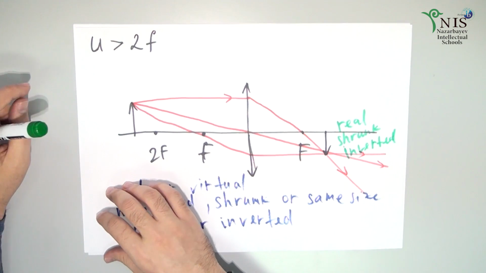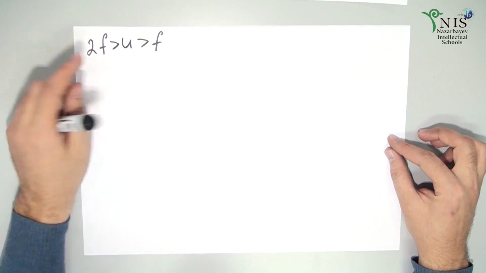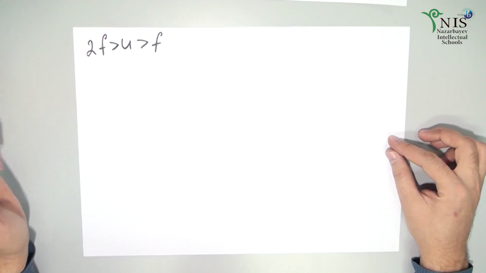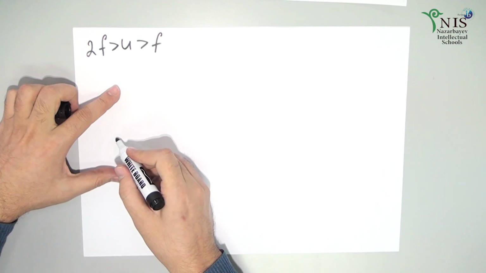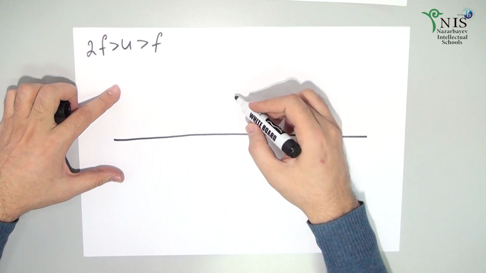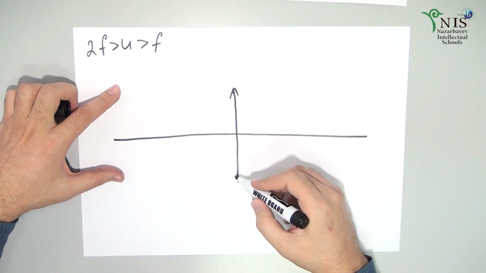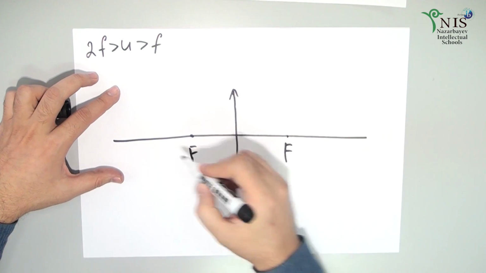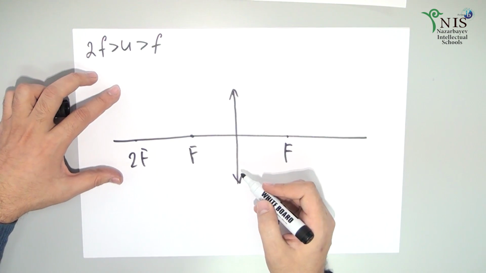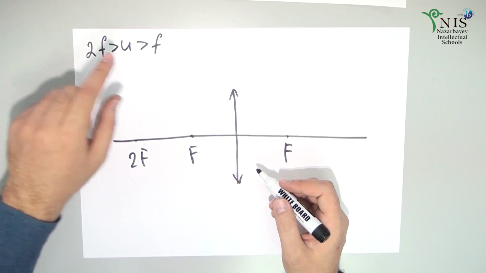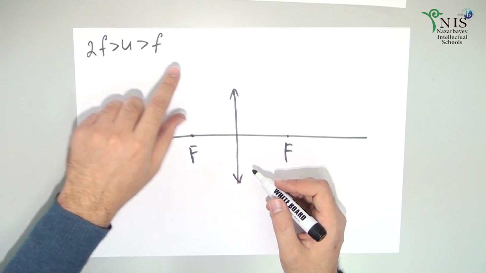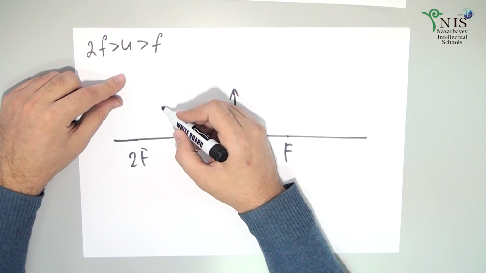Let's consider a few more examples. Another case is when an object is between focal length and double focal length. Principal axis, convex lens, focal point, and this is double focal point. And the condition is the distance between object and lens must be between F and double F. So object is here.